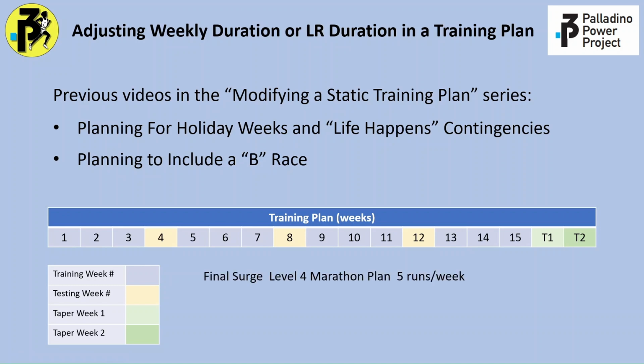Also, in this particular video, just for purposes of illustration, I'm going to use one of my Final Surge plans, level 4 marathon with 5 runs per week. You may be using a different plan. You may be using a stride plan or one of the other Final Surge level plans, or even a plan that's not even mine. That's okay. I'm just using this for illustration purposes. So let's get on with it.